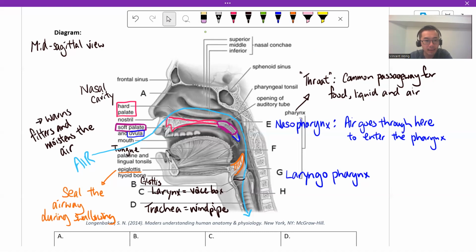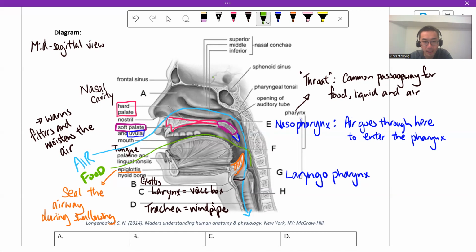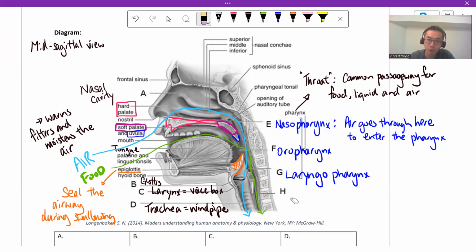Now, if we are eating, let's say we have food here. We're gonna eat with our mouth. It's gonna go to the throat, and then you're gonna swallow it at the back. So the food is gonna enter the throat through the oral pharynx. Air is gonna go into the throat through the nasal pharynx, but food is gonna go through the oral pharynx. And the food needs to go down the tube at the back.